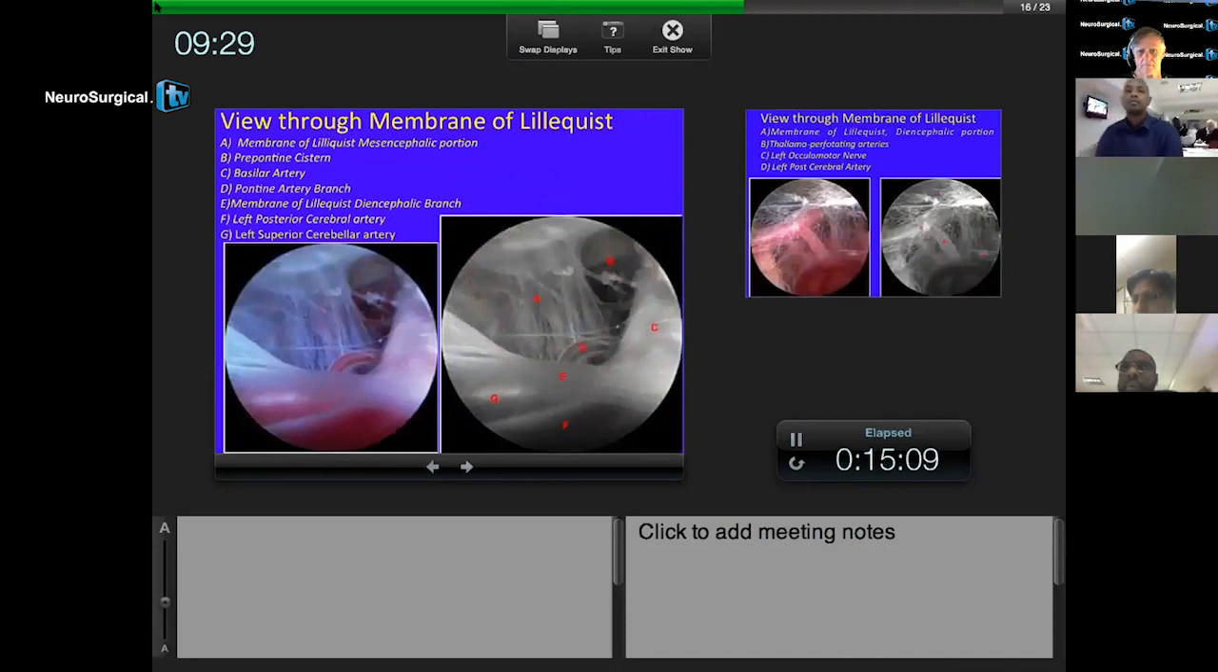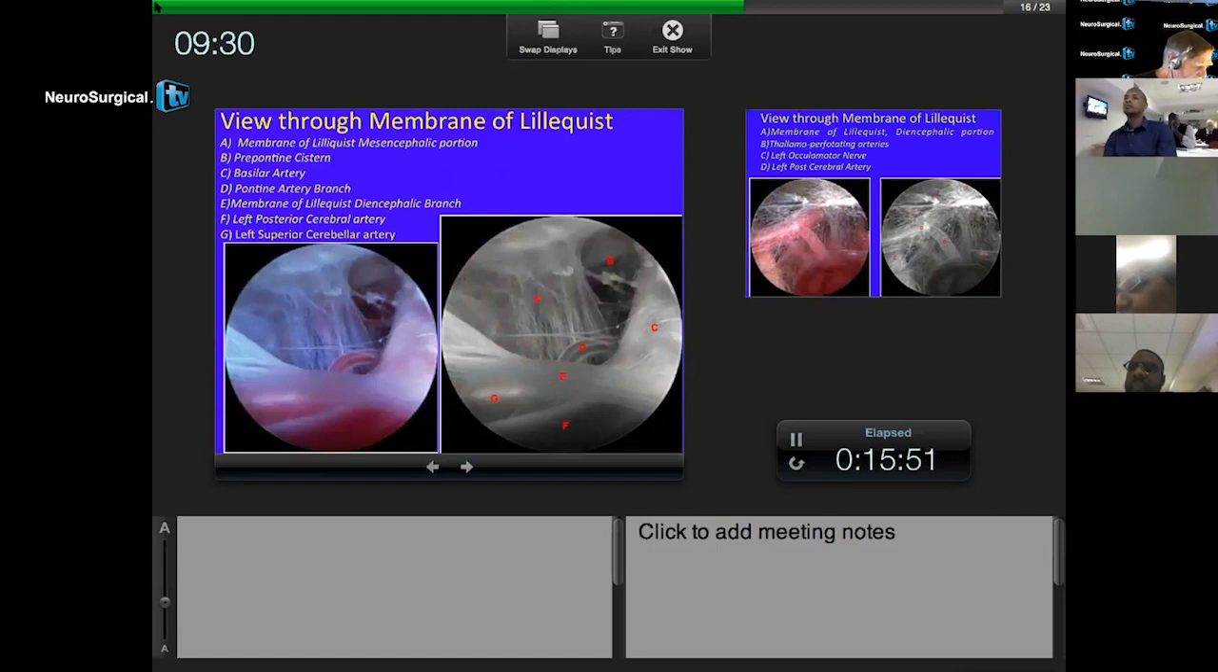Now, the membrane of Liliequist, it's important to recognize that it is made up of two leaves. There is the diencephalic portion, which comes from the front, and a mesencephalic portion that comes from behind you, if you're standing at the head of the patient. One of the key mistakes one makes is going through the membrane of Liliequist, thinking you have gone through, but you haven't gone through both leaves, and your ETV will fail.